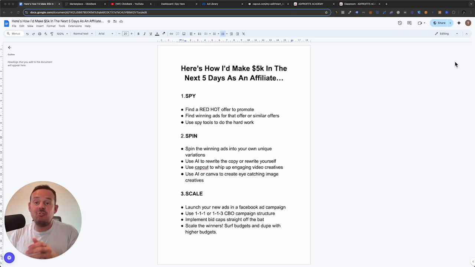So let's get straight into it with spy. It's obviously very simple. When you look at it on the Google Doc, there is nothing rocket scientist-y about this at all. We're not reinventing the wheel. We don't need to have a tech degree. We're literally just going to use spy tools or even free spy tools to find winning ads on an offer that we want to push or promote. We're going to spin them into our own unique ads, and then we're going to scale them, okay?